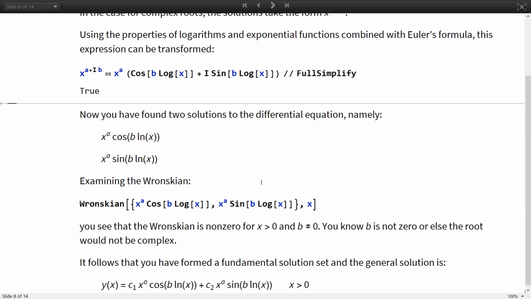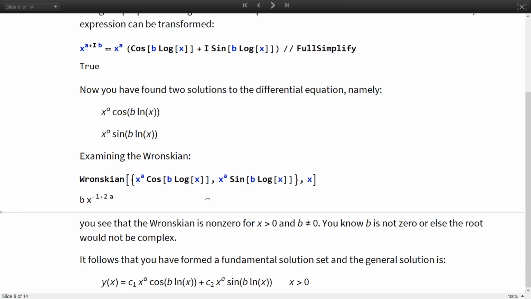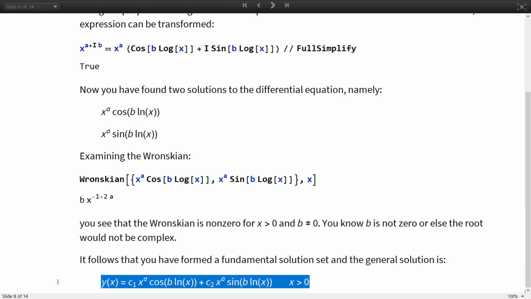Therefore, we have found two solutions to the differential equation given here, one in terms of cosine and one in terms of sine. By taking a look at the Wronskian for these two solutions, we see that it is non-zero for all positive values of x as long as b is non-zero as well. However, b must be non-zero since x to the a plus or minus ib would not be complex if b were zero. Therefore, we have found a fundamental solution set, with the general solution being a linear combination of these two functions.